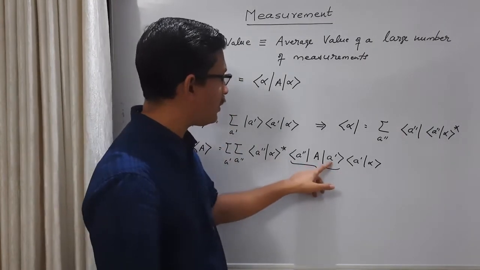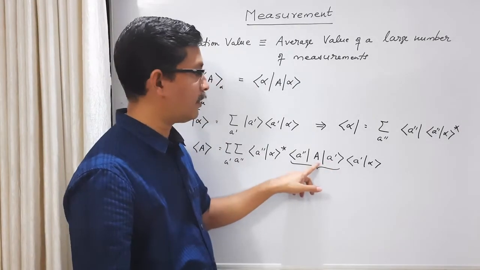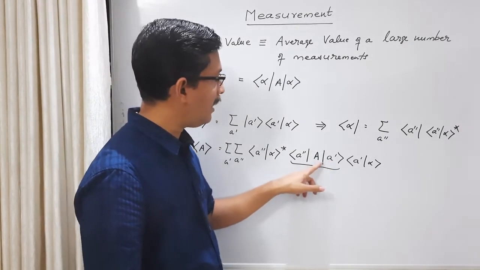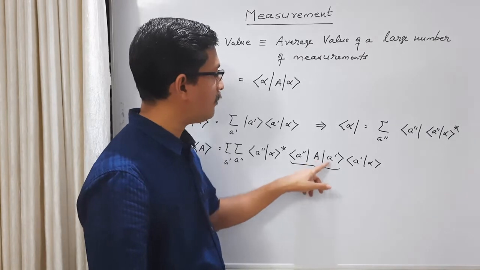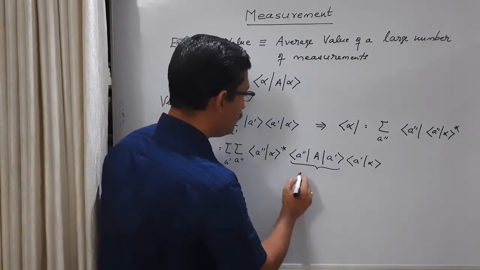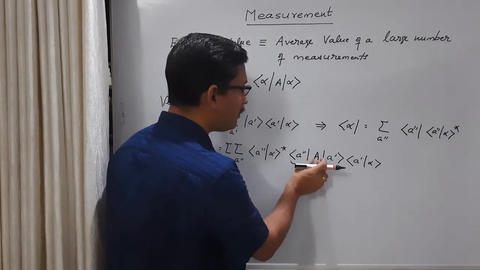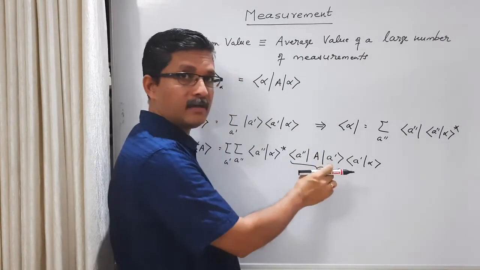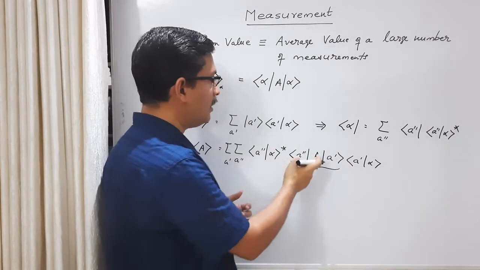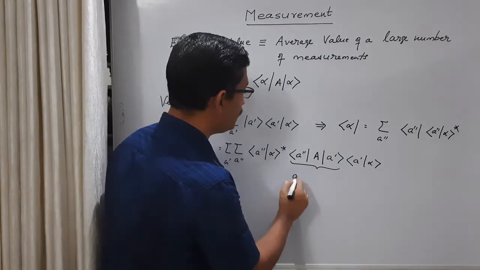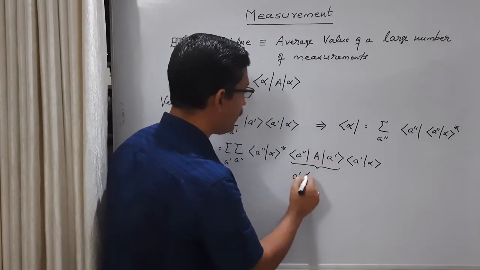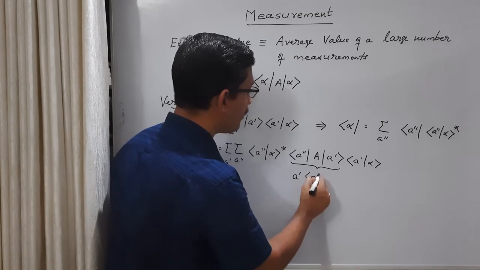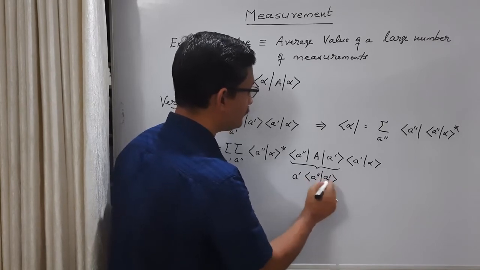This ket A prime is the eigenket of operator A. Then when A acts on ket A prime, you get A prime times ket A prime. So this looks like eigenvalue A prime times ket A prime. This eigenvalue A prime is real. It's a Hermitian operator, so eigenvalues are real. I can take it outside the inner product. So we get A prime, then bra vector A double prime, ket A prime.